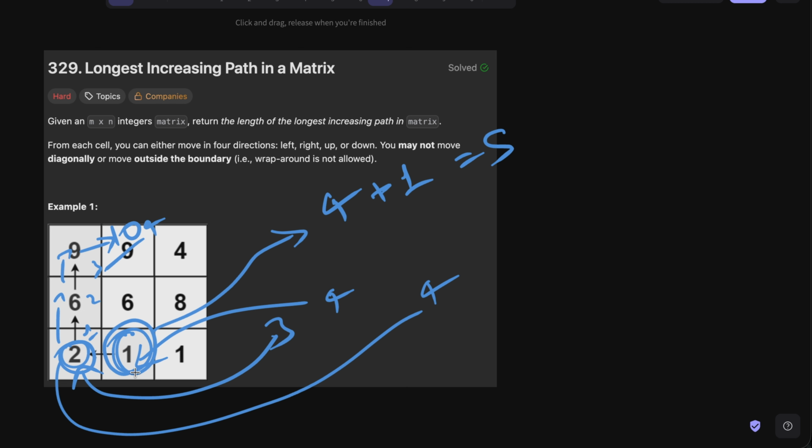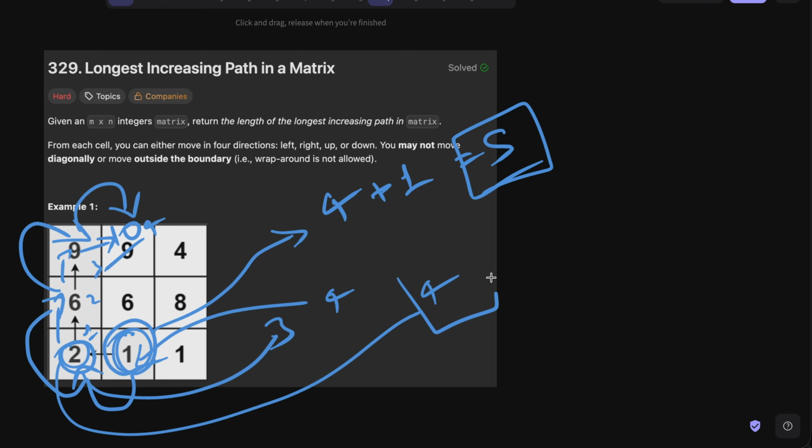Which is correct. If I start from 1, I will get 1, then I will go to 2, then I will go to 3, then I will go to 9, and then I will go to 10, which is equal to 5 steps. So it is correct. So this observation tells us that it is worth it to store the longest path from different cells or different positions, because we can use those stored numbers to calculate the path from other cells, which means we will not have to go through the entire path for each and every cell.